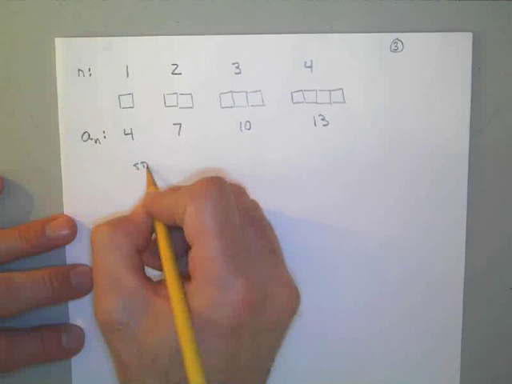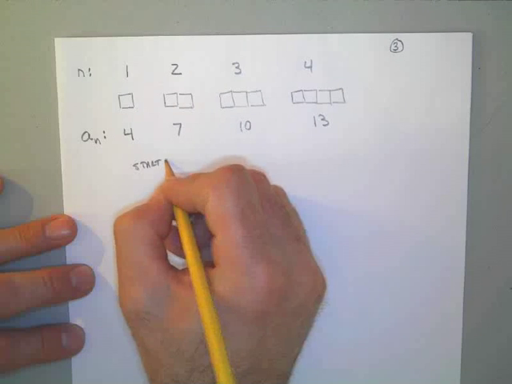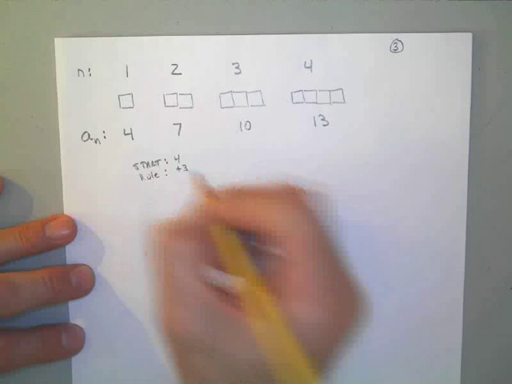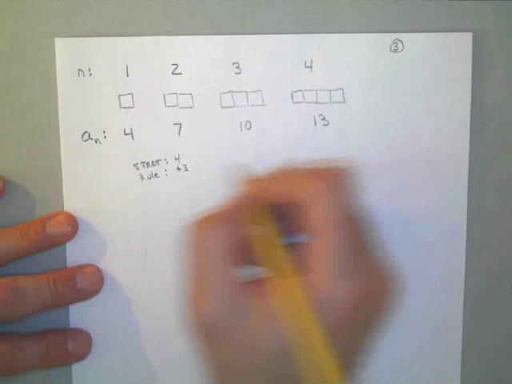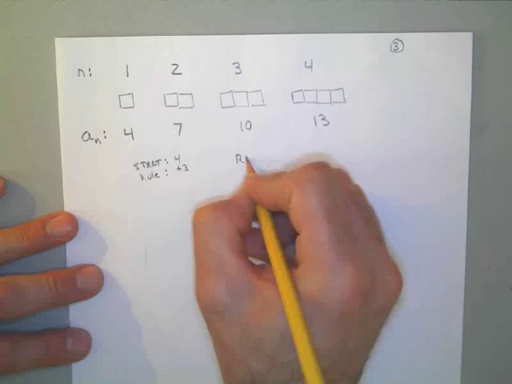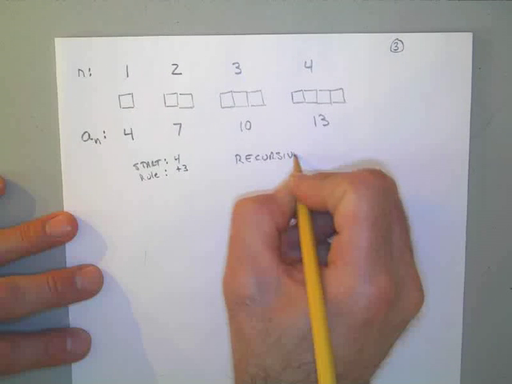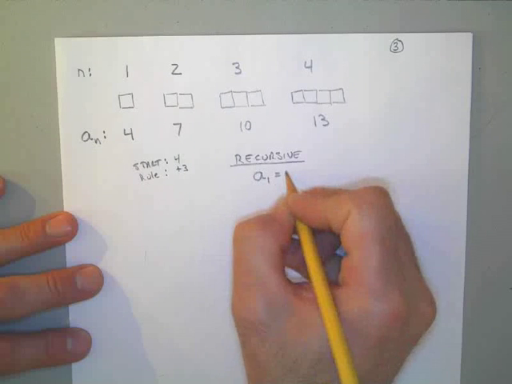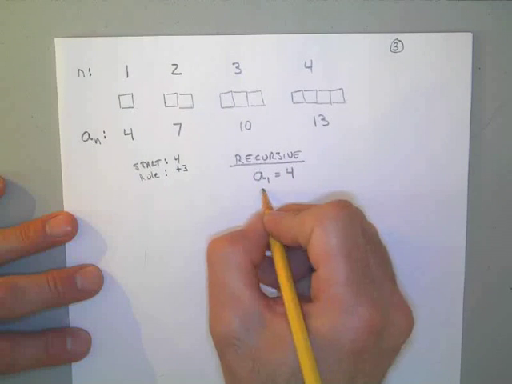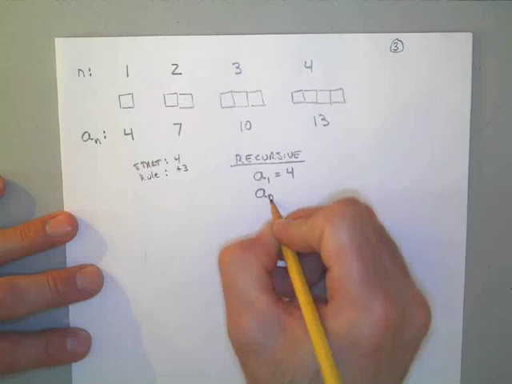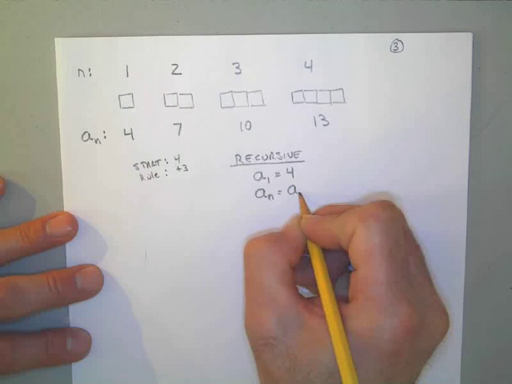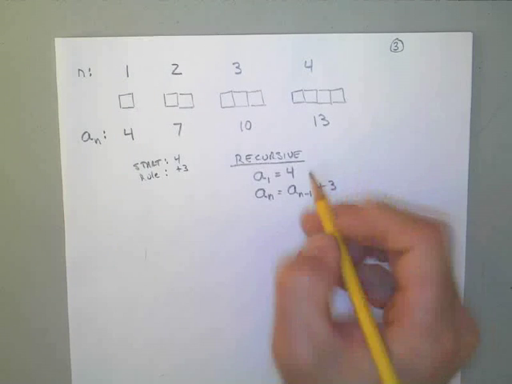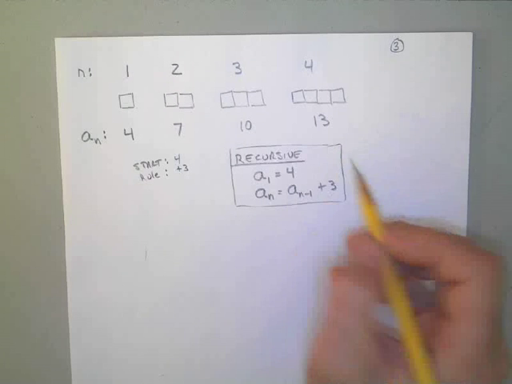What I'm noticing is that we start with the value 4, and our rule is plus 3 for each term. So using this information, it's very easy for us to write the recursive equation. You always need to know the value of the first term, which is 4, and then the value of any term n is equal to the previous term, which would be n minus 1, and then the rule. And so that's the recursive term.